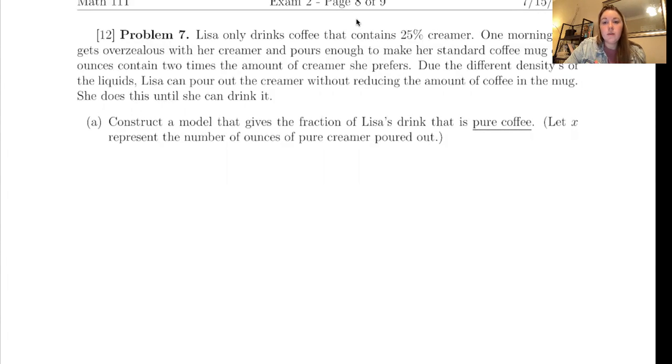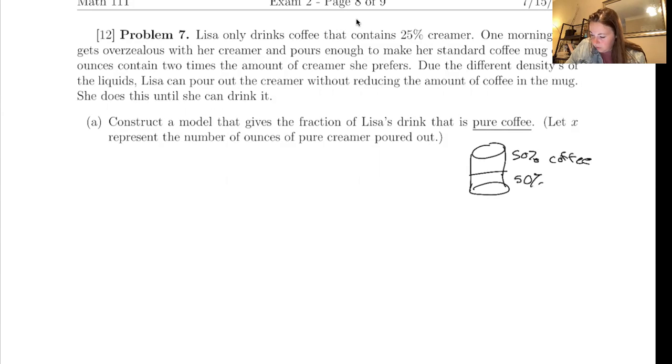All right. So if Lisa only drinks coffee that contains 25% creamer, so she prefers 25% creamer, 75% pure coffee. One morning, she is overzealous in her creamer and pours enough to make her standard mug of 16 ounces 2 times the amount of creamer she prefers. So her first cup of coffee, if it's 25%, she has 50% in there. So she's 50% coffee, 50% creamer. I guess creamer would be on top.